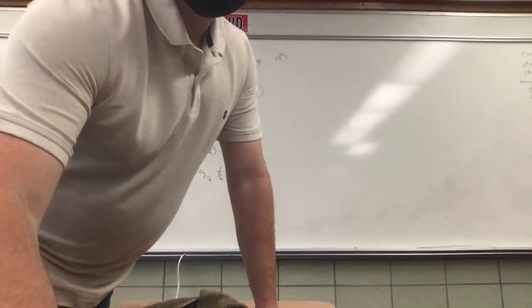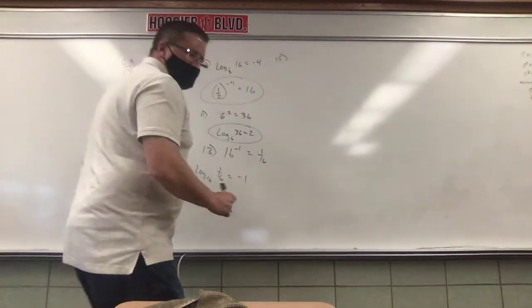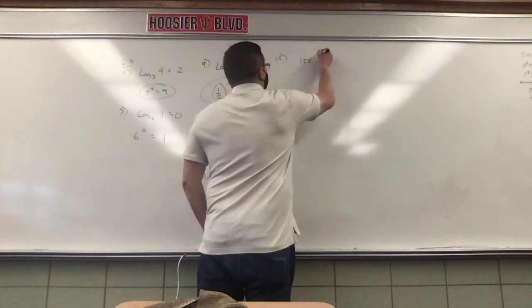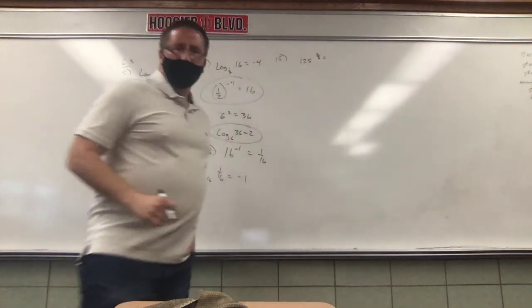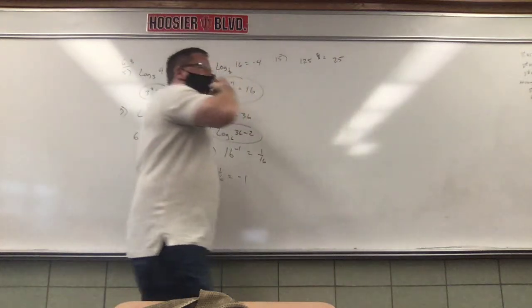Okay, 15. 15 to the 2/3 is 25. Or not 15. What did I say? 125 to the 2/3. 125 to the 2/3 is 25. Okay, so write that without logs.